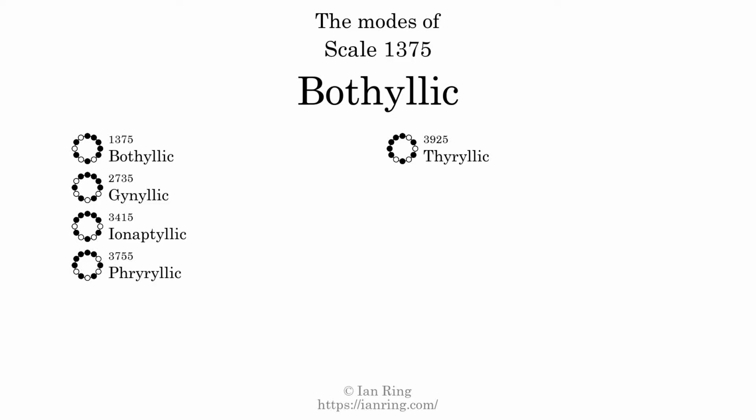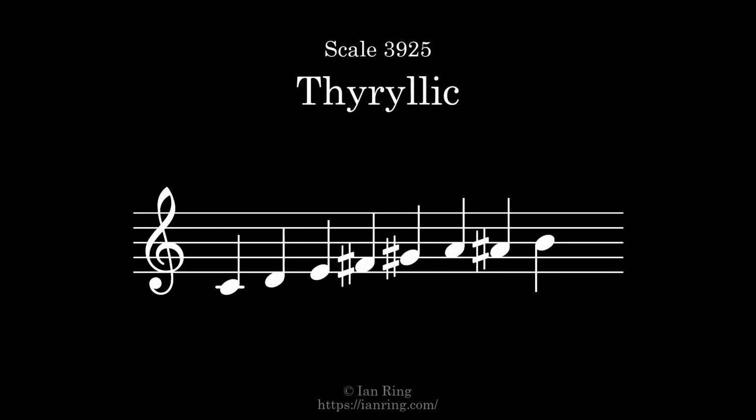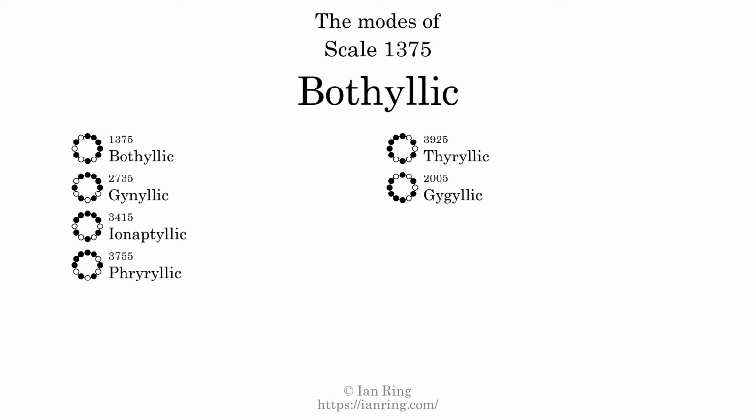The fifth mode is scale 3925, also known as Bothyllic. It sounds like this. The sixth mode is scale 2005, also known as Bothyllic. It sounds like this.